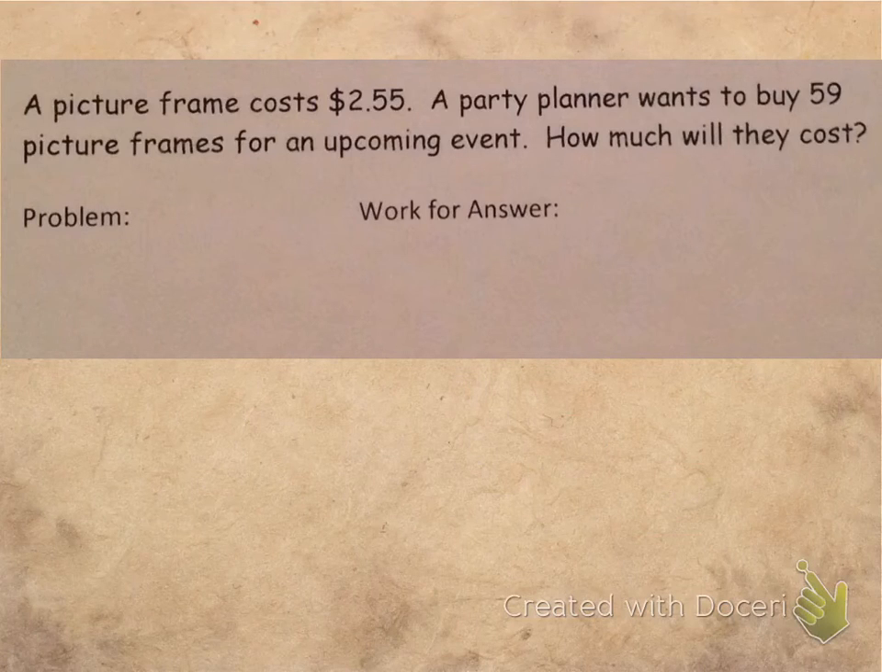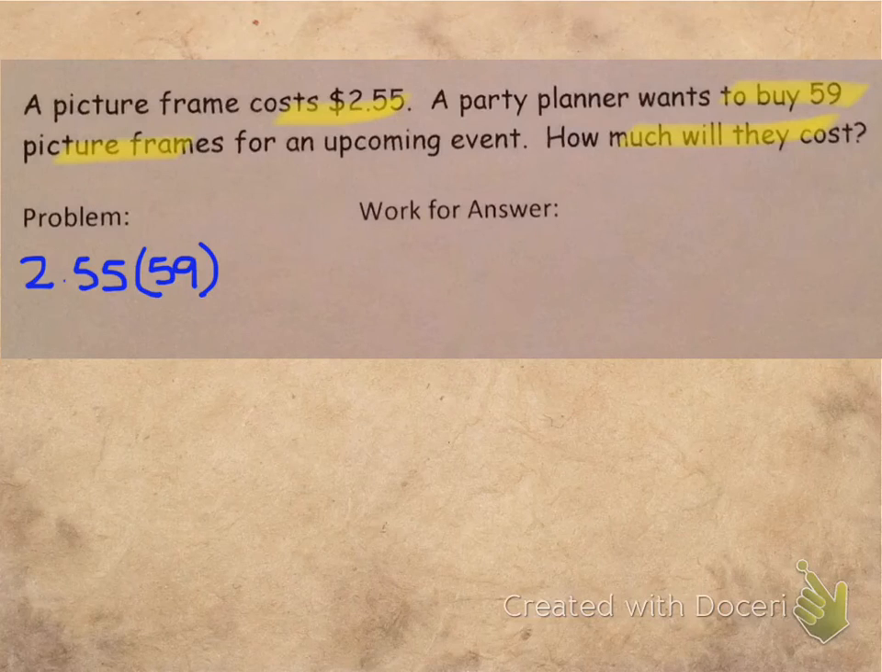Moving on, a picture frame costs $2.55. A party planner wants to buy 59 picture frames for an upcoming event. How much will they cost? So if each one costs $2.55, and we buy 59 of them, that means we're going to multiply 59 times $2.55. So I would like you to actually work this problem out, set it up, work it out, put the decimal back in. When you think you have your answer, press play, and we will check it.